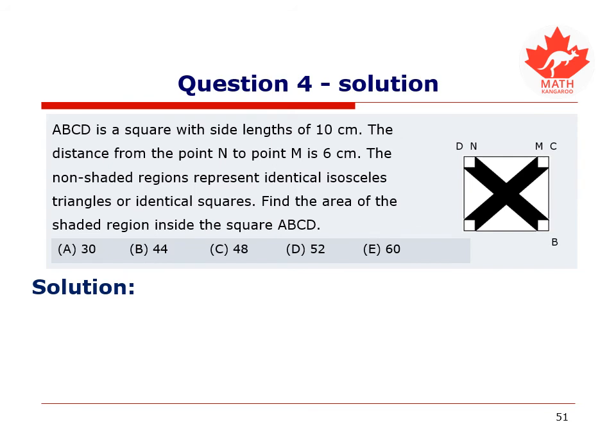Welcome back. Let's now have a look at the solution to question 4. We're told that ABCD is a square with side lengths of 10 centimeters. The distance from the point N to point M is 6 centimeters. The non-shaded regions represent identical isosceles triangles and identical squares, and we're asked to find the shaded region inside the square ABCD.